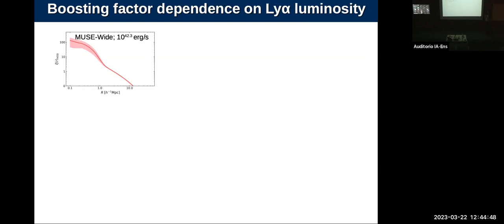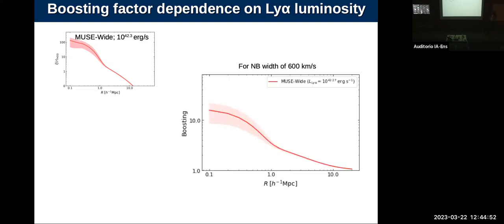So you see the correlation function for the MUSE-wide Lyman-alpha emitters. From this correlation function, I can obtain the boosting factor. And this tells me that if unresolved Lyman-alpha emitters cluster like the ones in MUSE-wide, that average surface brightness that I computed is going to be boosted or enhanced by a factor of 10 to 20 or so. We can do a bit better.